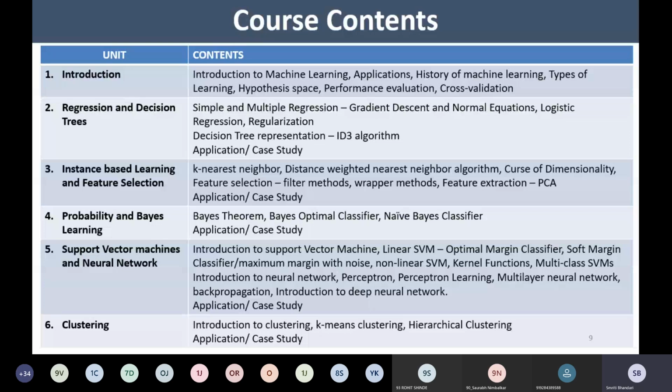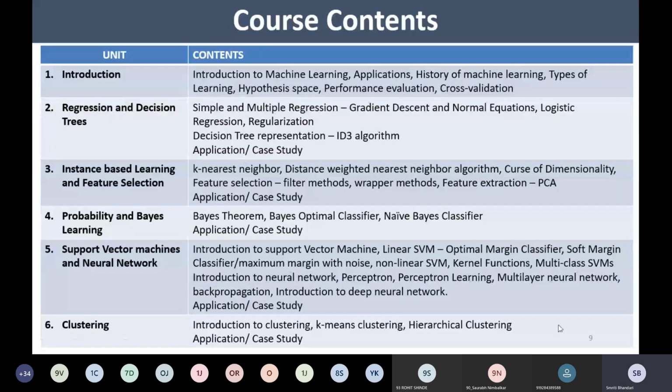neural networks. In the last unit, the 6th unit, we are going to touch the concept of clustering. So we'll see what we mean by clustering, and we'll be focusing upon 2 techniques under clustering, k-means clustering and hierarchical clustering.